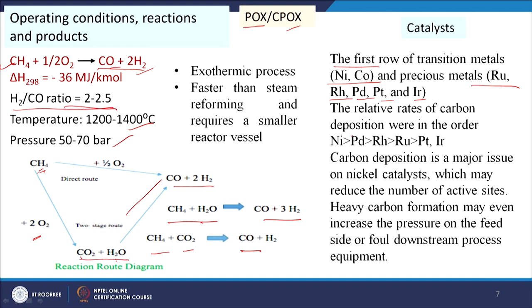The relative rates of carbon deposition are in the order nickel is greater than palladium, greater than ruthenium, greater than platinum, greater than iridium. So, carbon deposition is a major issue on nickel catalyst, which may reduce the number of active sites. Heavy carbon formation may increase the pressure on the feed side, as the pores will be blocked and more pressure drop will occur during the reactions in the reactor.